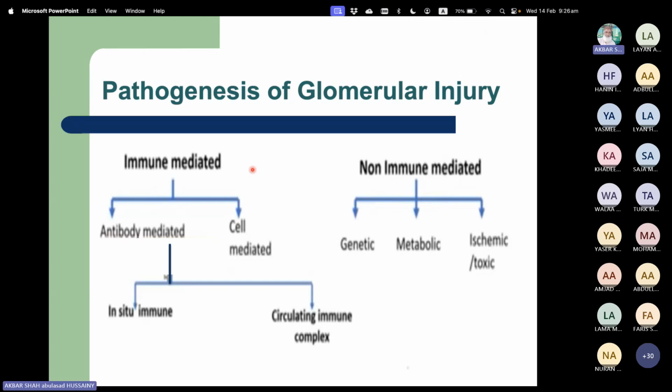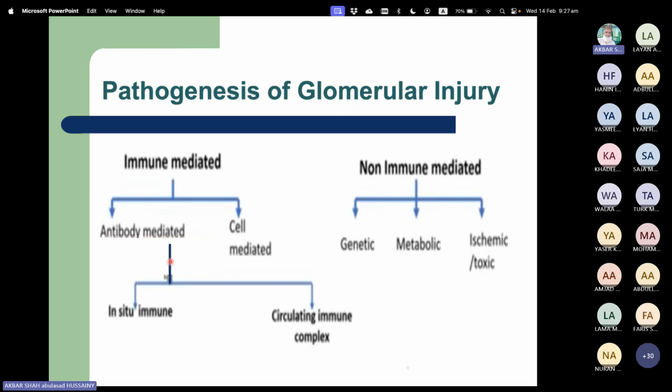So the glomerulus gets injured by two methods: immune-mediated and non-immune-mediated. You know about the immunity, it is antibody-mediated and cell-mediated. In the kidney, cell-mediated injury is very rare, and it is in experimental animals only. So mainly it is antibody-mediated immunity which causes damage to the kidney, the glomerular cells.